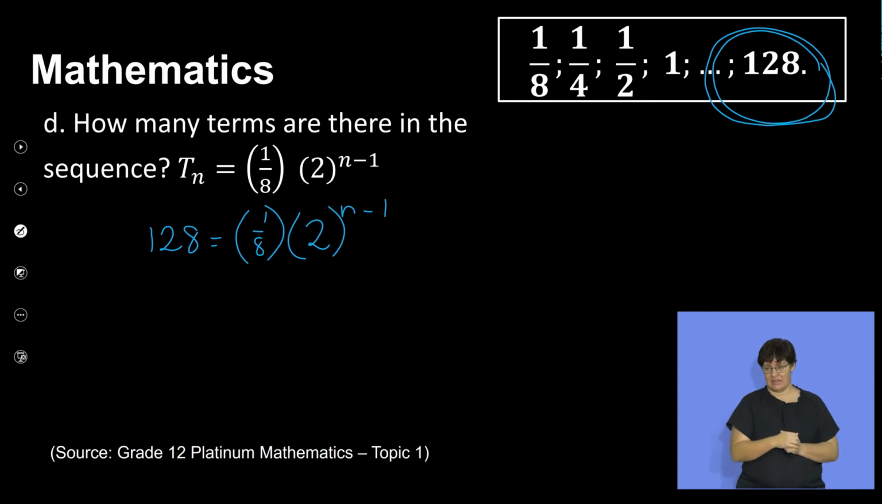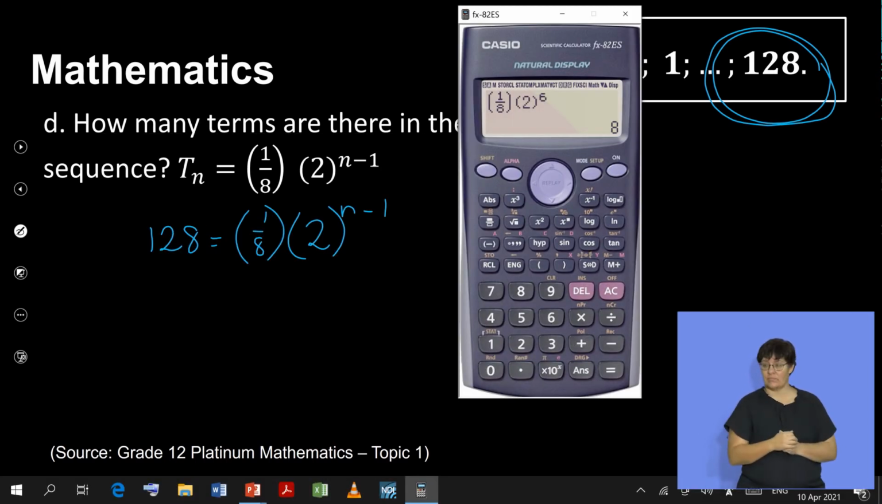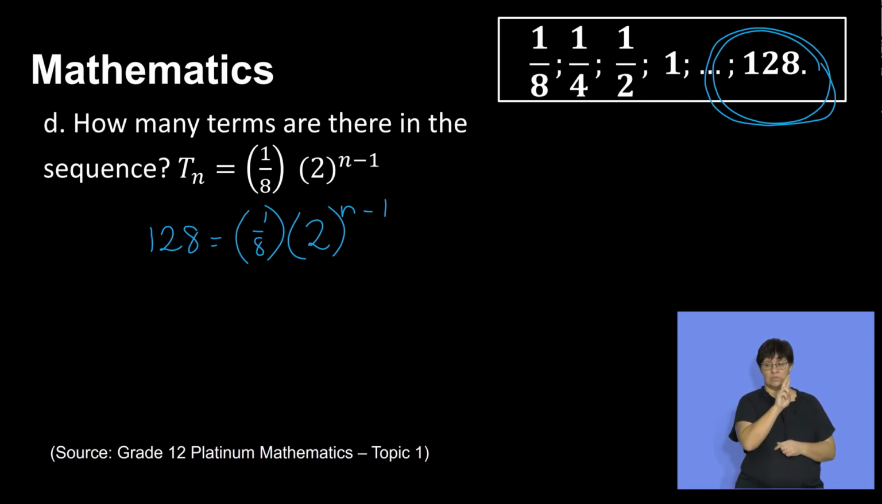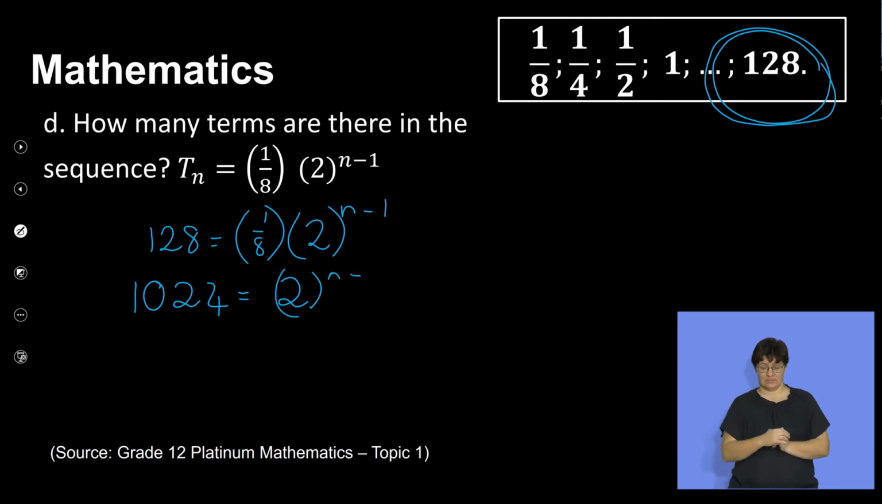So the first thing I'm going to do, everybody, is to try and isolate the n. So I'm first going to say 128 divided by an eighth. Sorry, the fraction doesn't want to work for me, everybody. There we go. 1 over 8, which is going to give me 1,024. So my next line can be written as 1,024 is equal to 2 to the power of n minus 1.